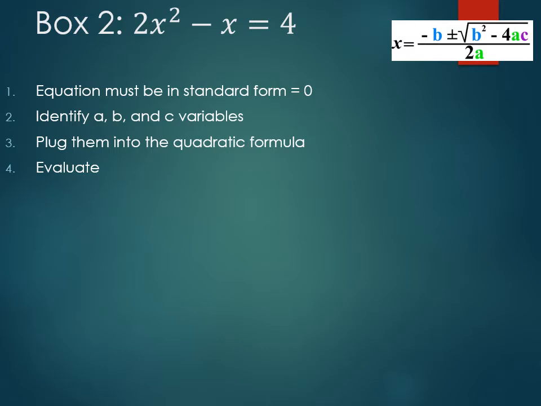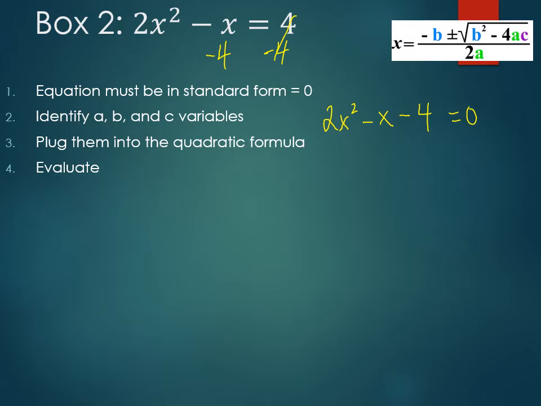Is this in standard form and equal to 0? No. So what do I need to do? Equal to 0. Minus 4. I need to subtract 4 from the right, and if I do it on the right, I have to do it on the left. So now I have 2x squared minus x minus 4 equals 0.